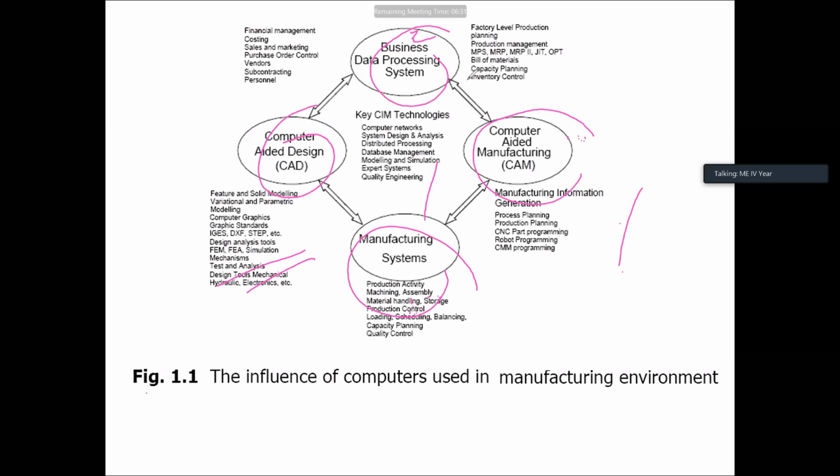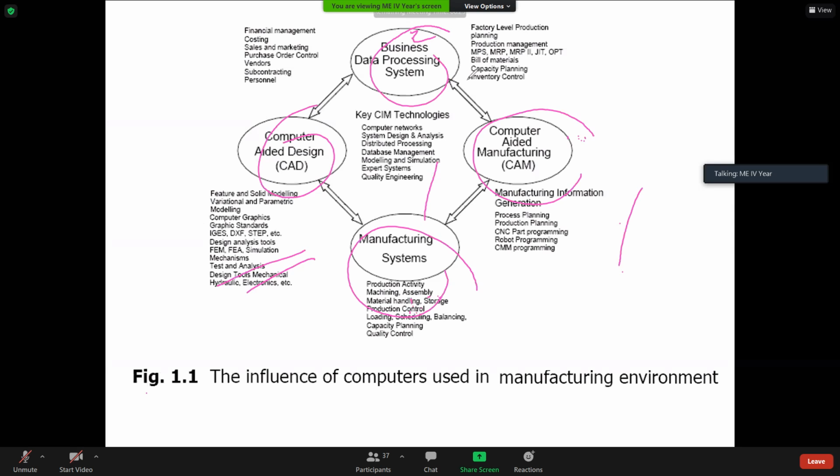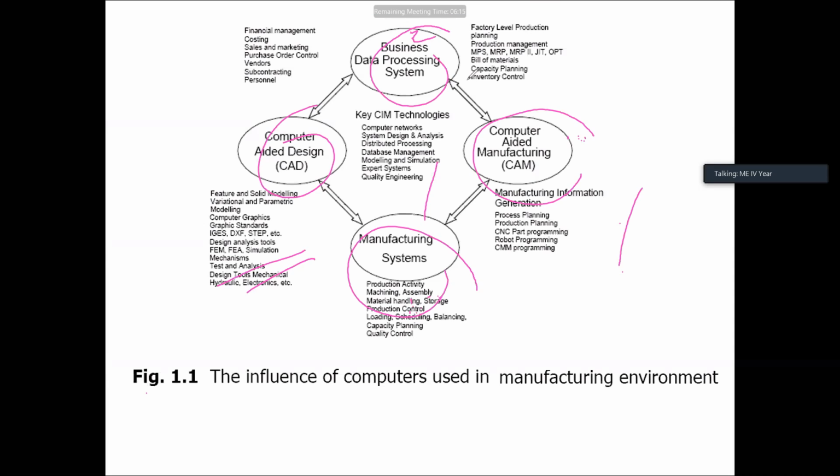What they do in a business data processing system is factory-level production planning and production management: MPS, MRP, MRP II, JIT, OPT, bill of materials, capacity planning, inventory control, and financial management, costing, sales, marketing, purchase order and control, vendors. Everything will be controlled by business data. The other thing is what can be done in the modeling, and what the transformation files are.